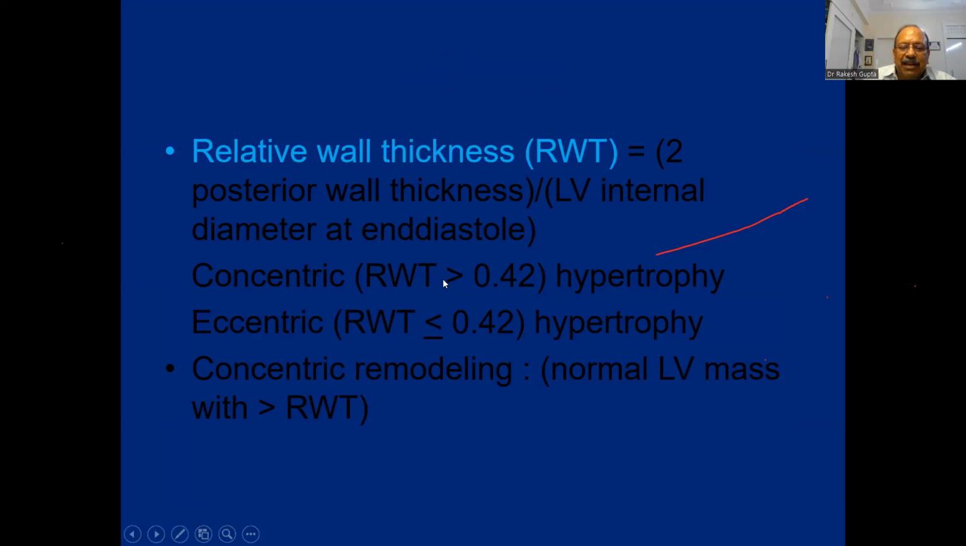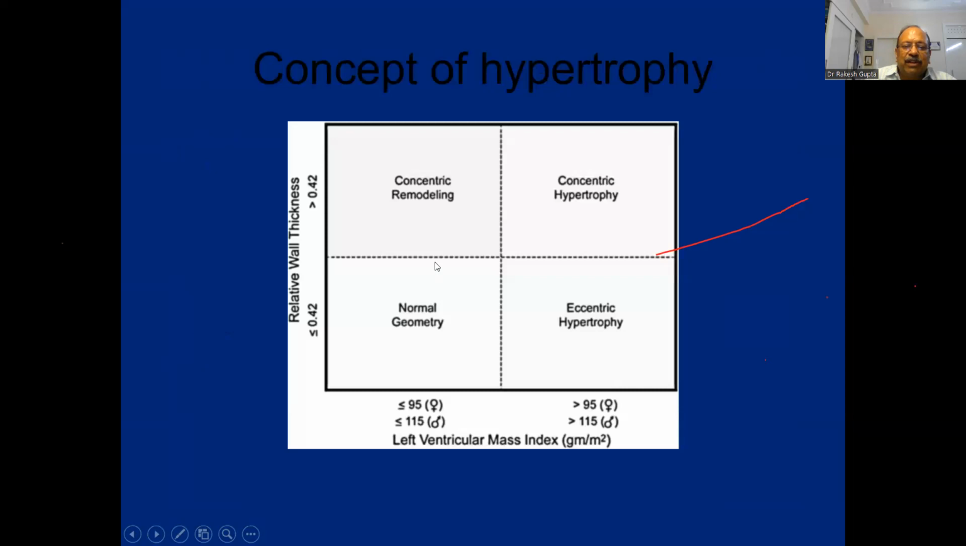So we have a relative wall thickness. We have an LV mass. Based on this, we come to a conclusion where we talk of concentric hypertrophy, eccentric hypertrophy, and concentric remodeling. A normal person will have relative wall thickness of less than 0.42 with an LV mass in females less than 95, males less than 115 grams per meter square body surface area. If that is true, we call them normal geometry.